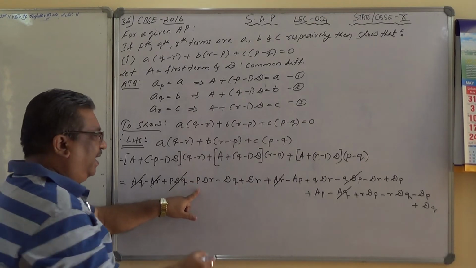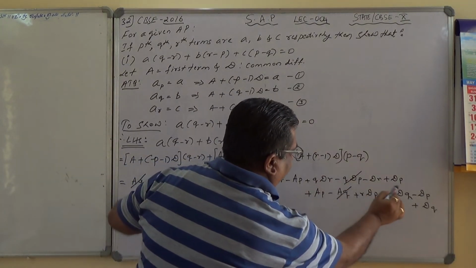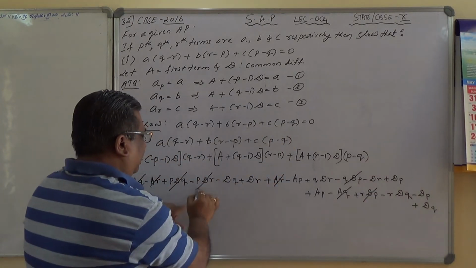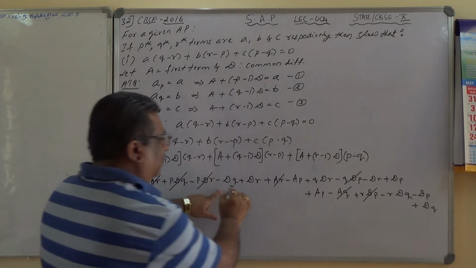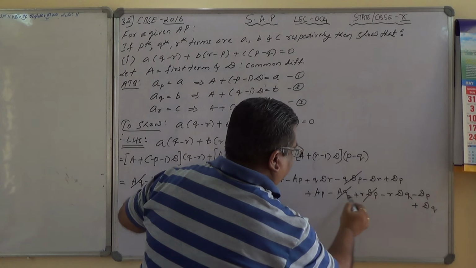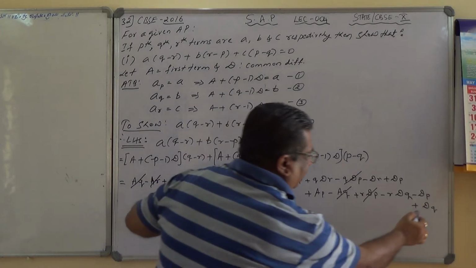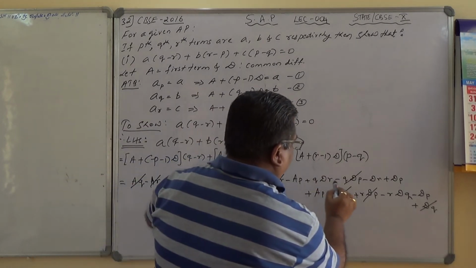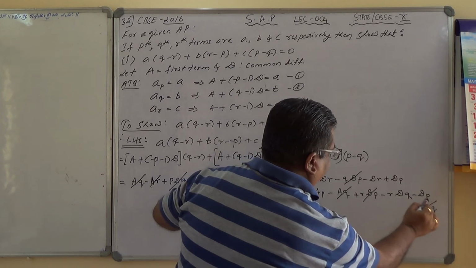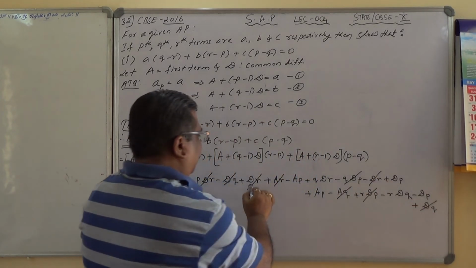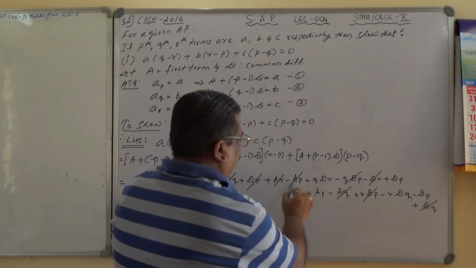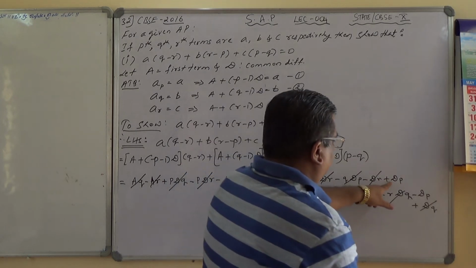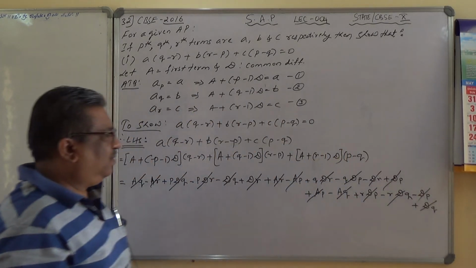Minus PDR plus PDR. Plus PDR plus PDR. Minus DQ plus DQ, plus DQ. Yeah, here plus DQ minus DQ. Next plus DR minus DR. Yeah, here minus DR. Now minus AP plus AP plus QDR minus QDR plus DP minus DP. Check any more terms? No.